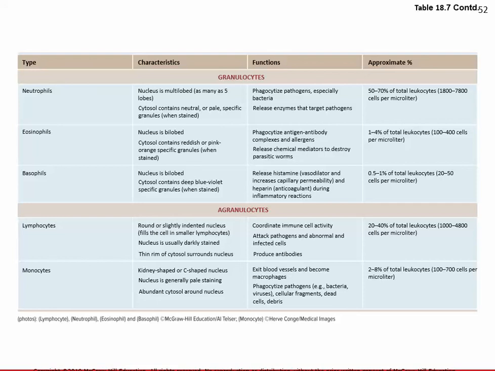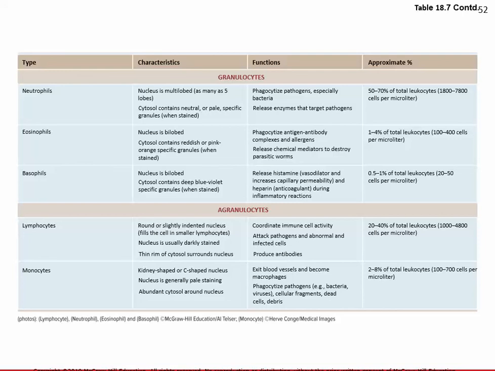The agranulocytes, the lymphocytes, are the second most common of the leukocytes. They have a large dark-stained nucleus with very little cytoplasm, and they're involved with coordinating specific immunity. They attack pathogens. Some of them produce antibodies, some of them just coordinate the attack.